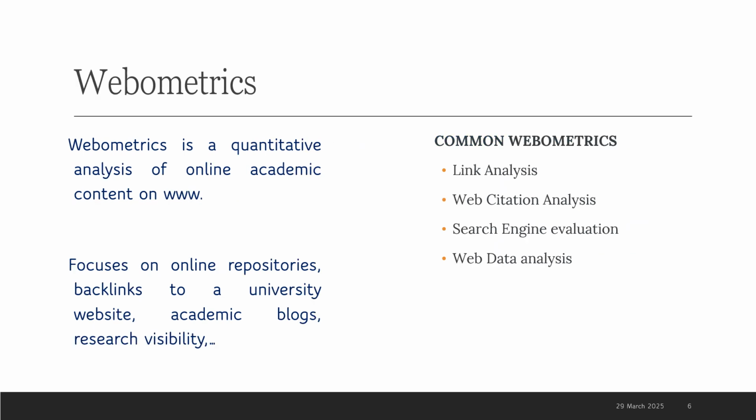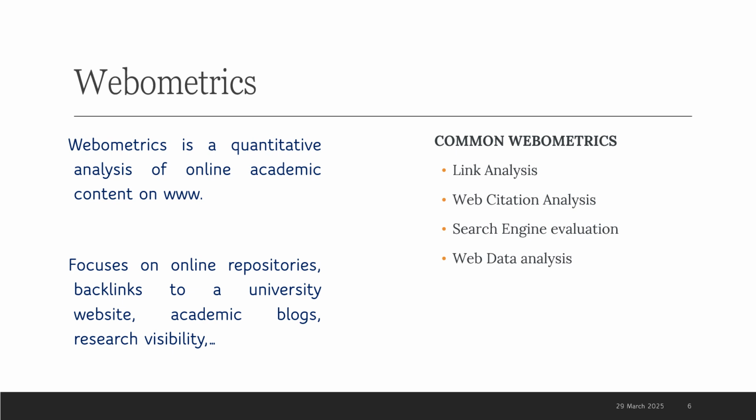Next metric, Webometrics. Webometrics is the quantitative analysis of online academic content, particularly on the World Wide Web. This field evaluates research dissemination on digital platforms and measures the impact of web-based scholarly resources. It tracks web citations, links, and online academic engagement.